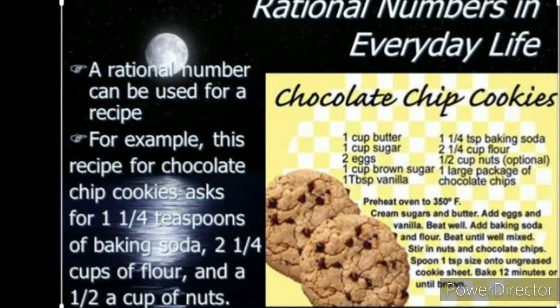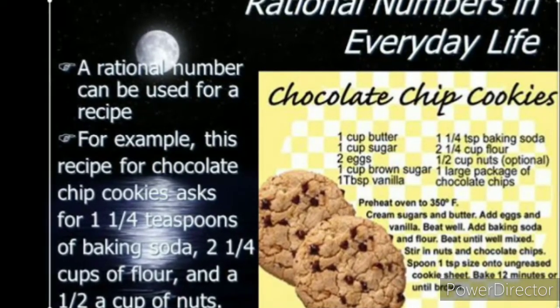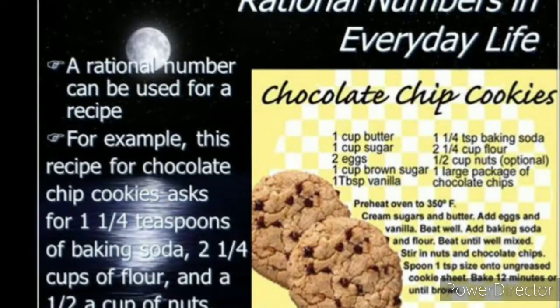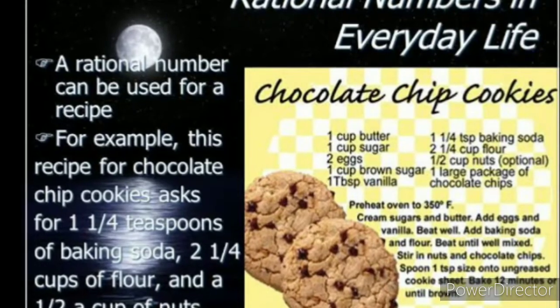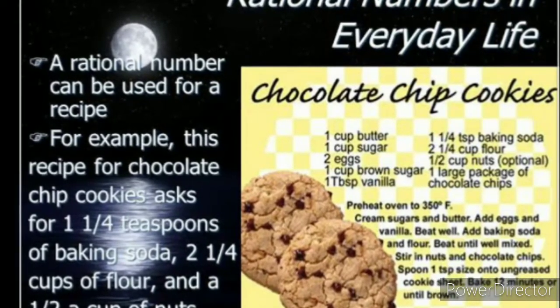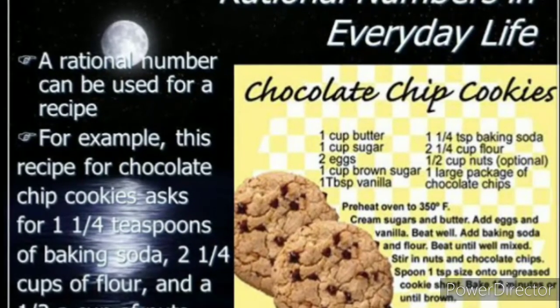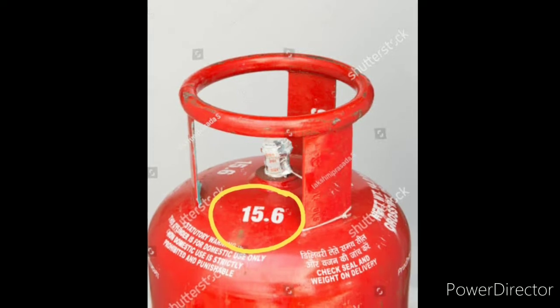Rational numbers in everyday life. For example, a recipe for chocolate chip cookies asks for 1 by 4 teaspoons of baking soda, 2 1 by 4 cups of flour and 1 by 2 cup of nuts. One more example, weight of a cylinder.